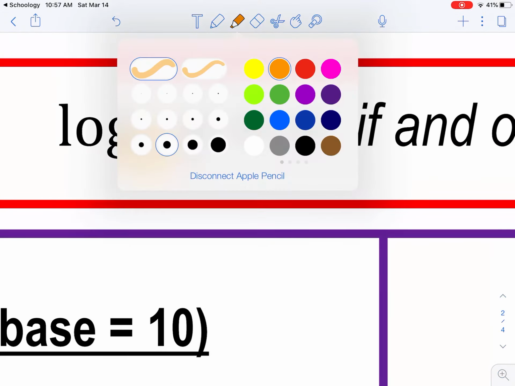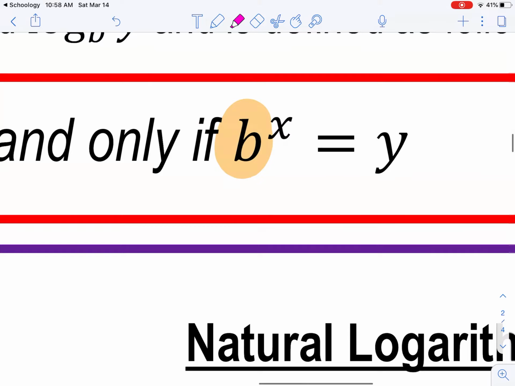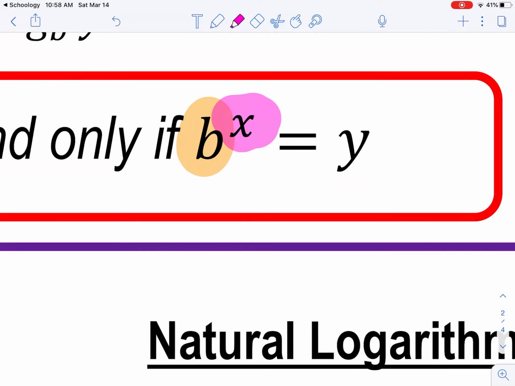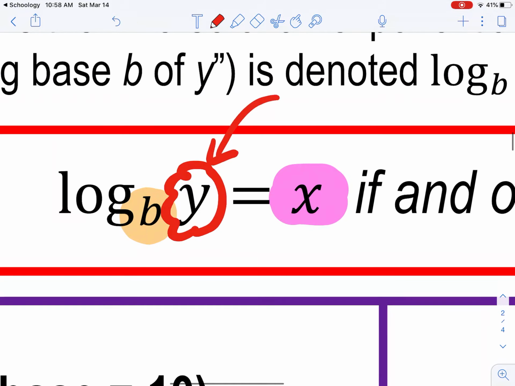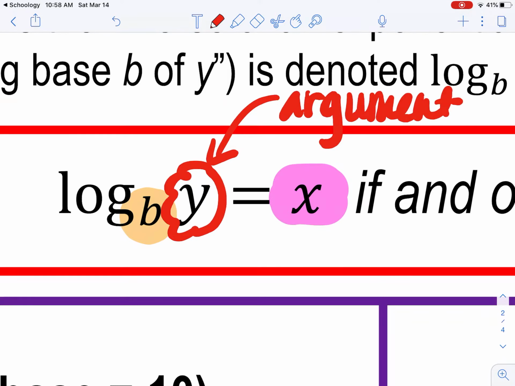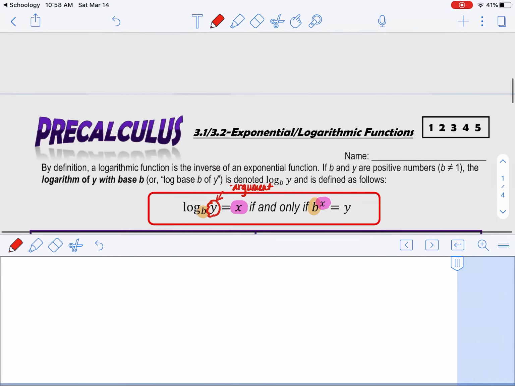Another important thing to know is that logs are exponents. So whatever a log is equal to, x in this case, is an exponent. This part right here, that y part, is called the argument. So whenever you hear me say argument, what am I talking about? That's the of part. That's the part that's after the log, base, whatever. So it's always equal to the argument.